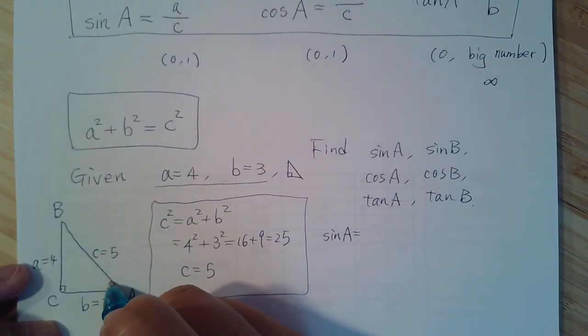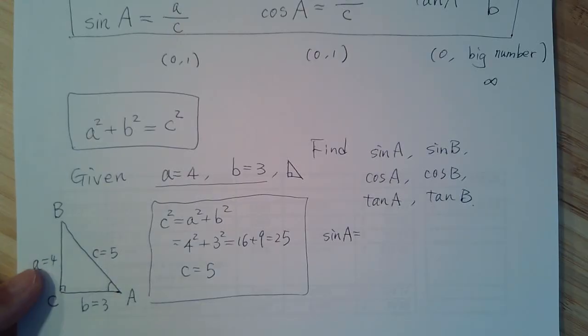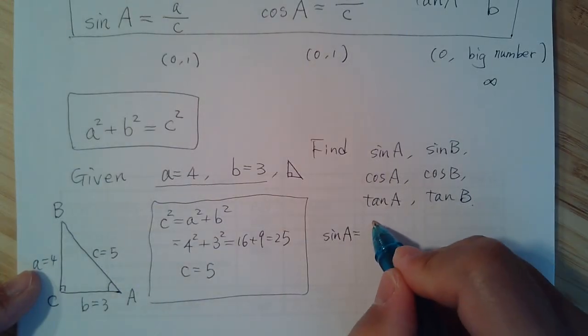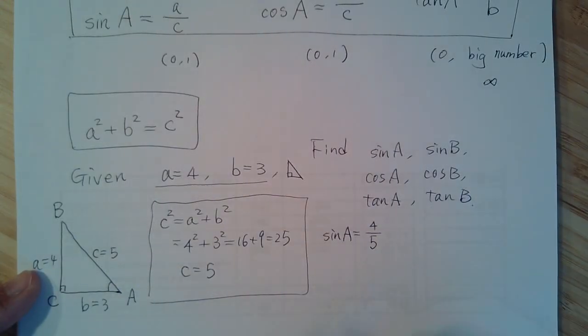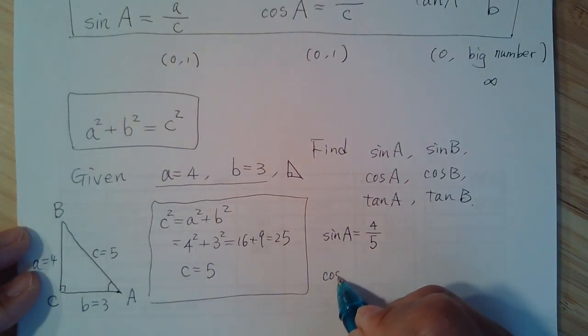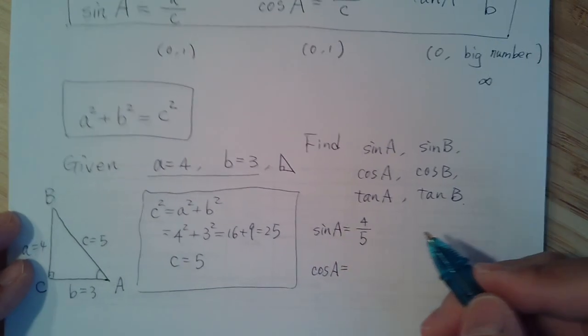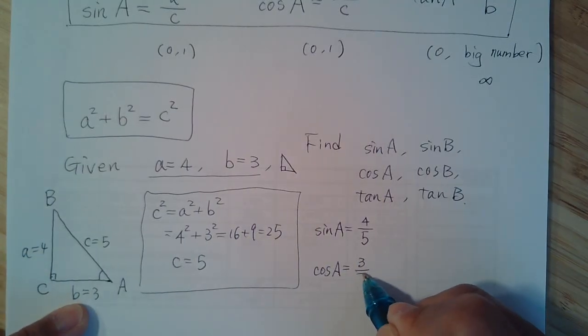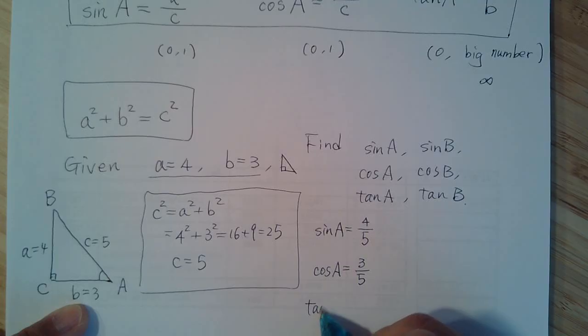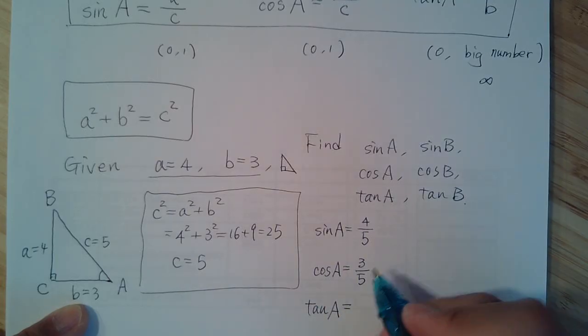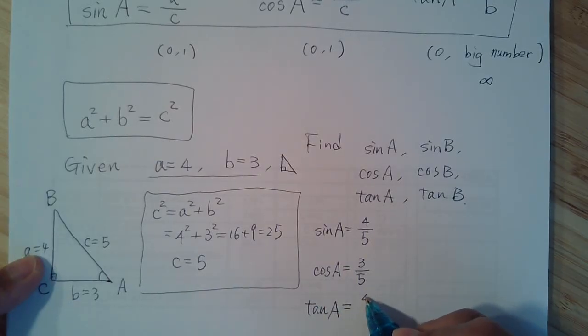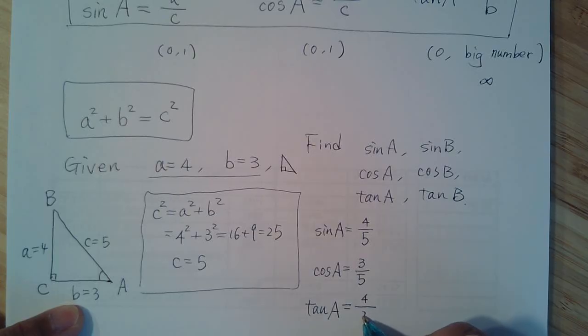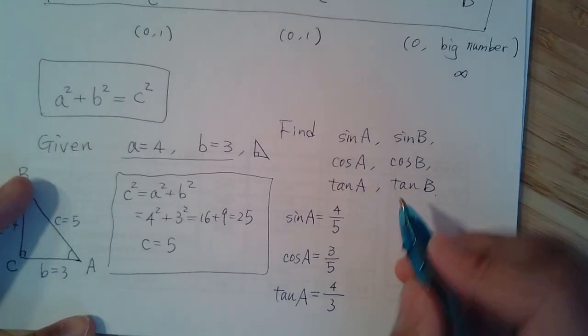Here is a sine, here's an A, right? So sine A is the opposite over long, so that will be 4 over 5. Cosine A will be adjacent over long, which is 3 over 5. Tangent A is going to be opposite over adjacent.